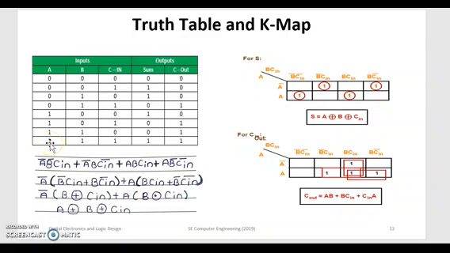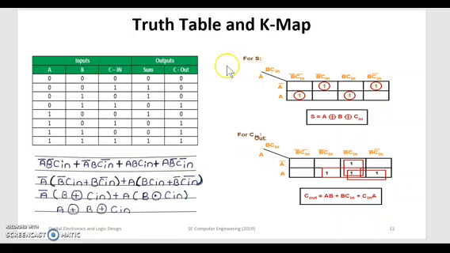And in case of triple 1, A is equal to 1, B is equal to 1, and C in is equal to 1, the sum will be 1. 1 plus 1 is 0, 0 plus 1 is 1, and the carry is 1. So this is how you have to design the truth table. From this truth table we will design two K-maps. We will draw two K-maps, one for sum and one for C out.